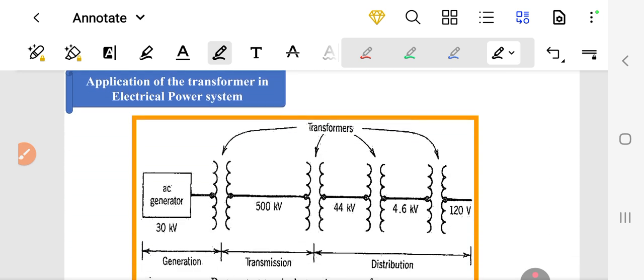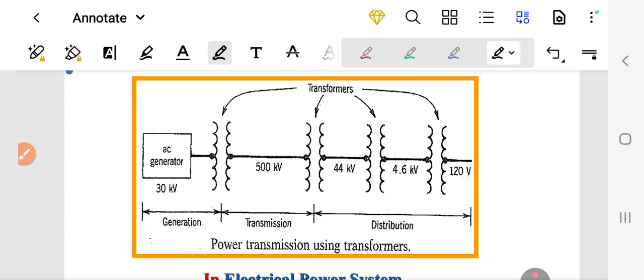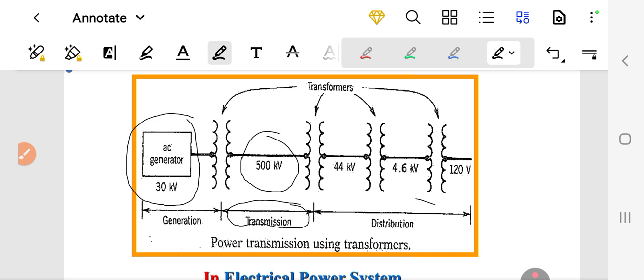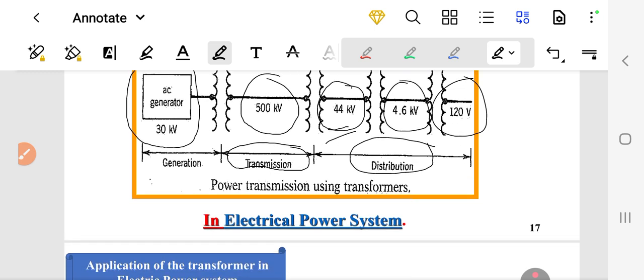The application of transformers in real life: we have transformers in generation. In generation stations, we generate power at a level of 30 kilovolt. Then we need to transmit this power over long distances, so we have to step up this voltage to a level of 500 kilovolt. Then for distribution purposes, at the beginning of cities, we have to step down the voltage to lower levels, 44 kilovolt, 4.6 kilovolt, then to 120 volt. This is for the American system of distribution.